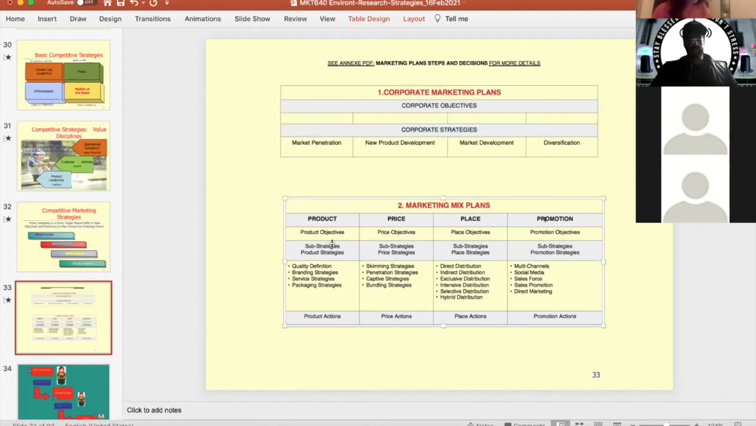But these also have their own objectives. So then you have a company objective, okay? And under the company objective, you have the objective for each one of the P. And therefore, you have also a strategy for each one of the P. So if I tell you sub-strategy, therefore, that's a strategy for the P section. Or if I tell you price strategy, that means it's the sub-strategy for price. So you have to see it as an umbrella.